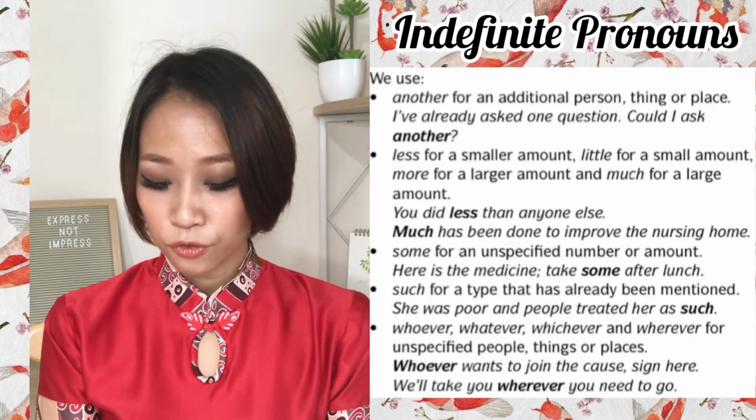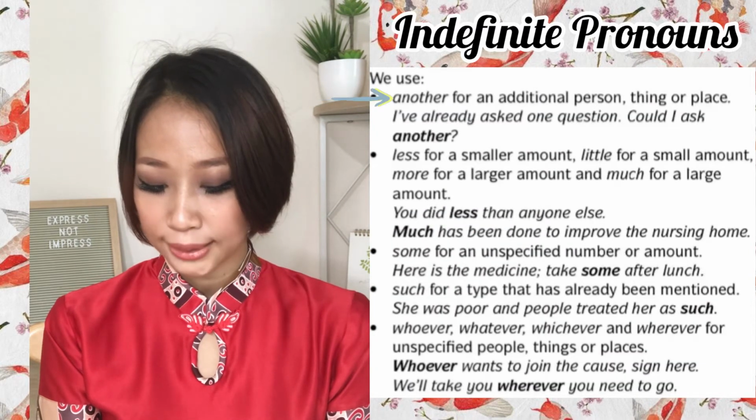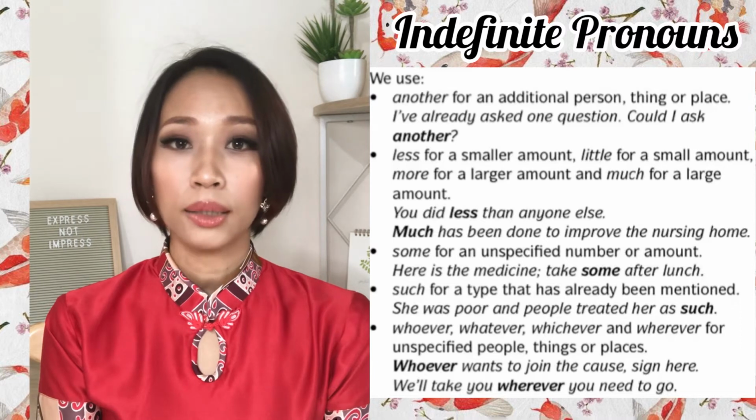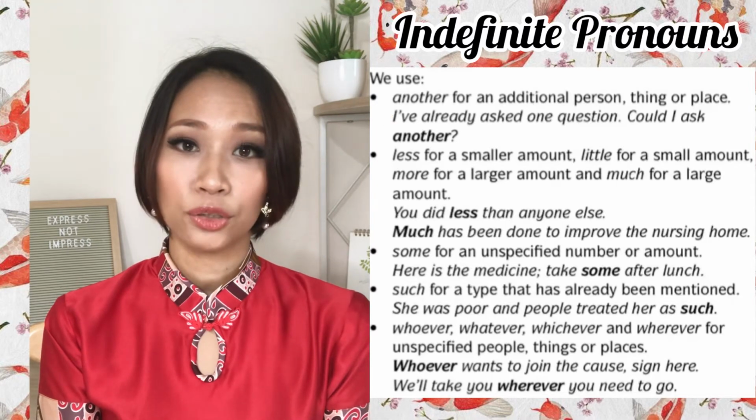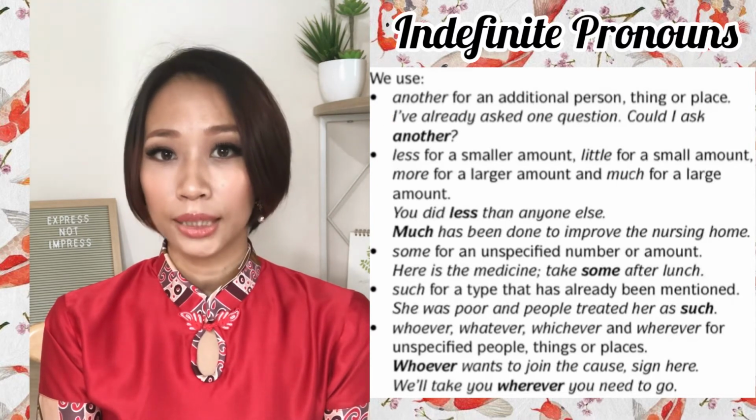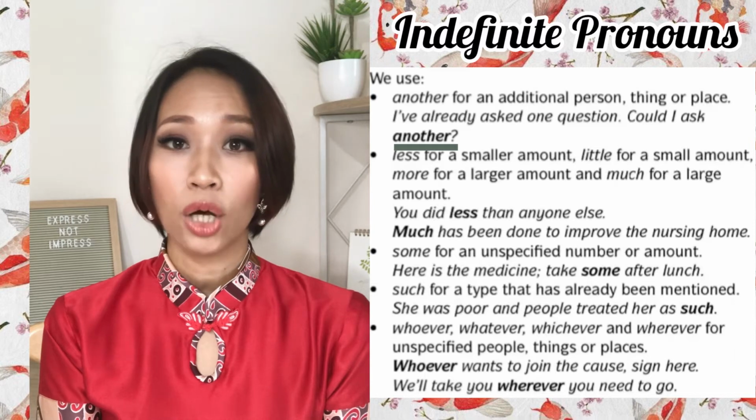We use another for an additional person, thing, or place. Kita guna another untuk orang, benda, atau tempat yang lebih. I've already asked one question. Could I ask another? Saya sudah tanya satu soalan. Bolehkah saya tanya satu lagi? So, another merujuk kepada soalan yang lebih.